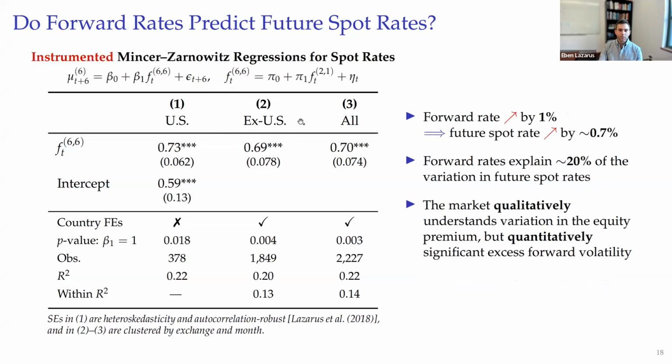And so these are the results of the IV regressions. We sort of like the fact that the estimates end up lining up here. We find pretty consistently across countries, forward rates go up by 1%, realized future spot rates go up by 0.7%. So one way of thinking about this is the market is sort of qualitatively understanding the variation in the future equity premium, but quantitatively, there is excess volatility, excess countercyclicality in the forward return expectations.